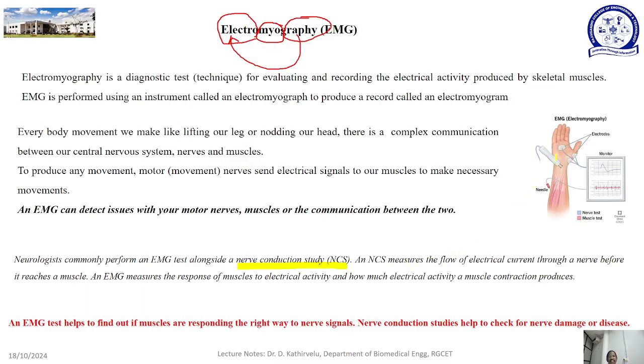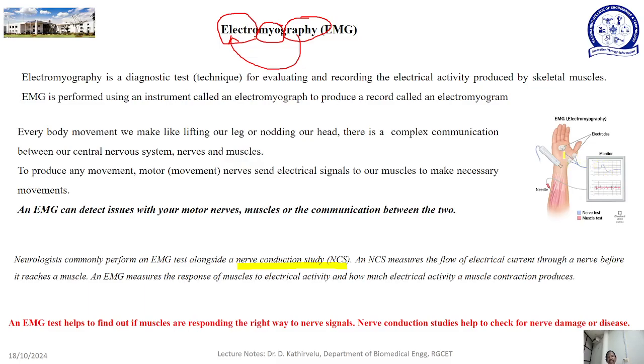How this test is performed: they fix electrodes on the surface of the body. These electrodes are a form of needle electrodes, which will be inserted. A needle will be inserted into the skin, which is a bit painful procedure, and the subject has to fold and open his arm, or wherever it is applied. They'll ask him to relax and contract the muscles there, and a waveform will be obtained. That is what EMG is.